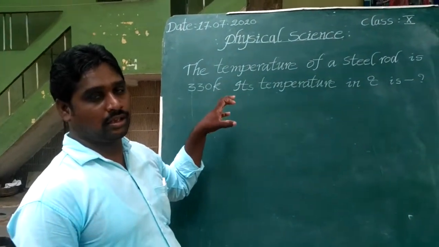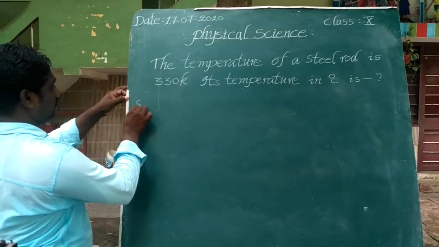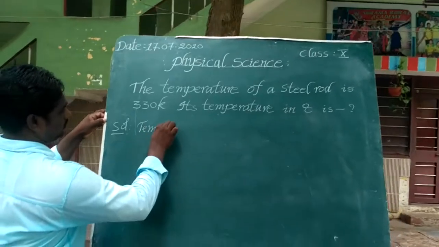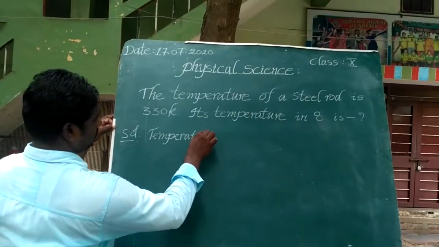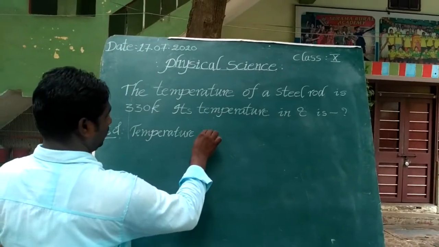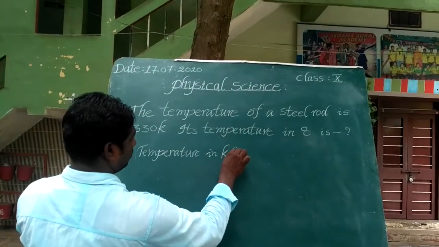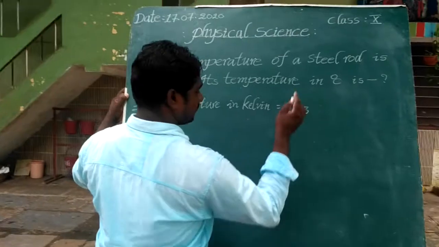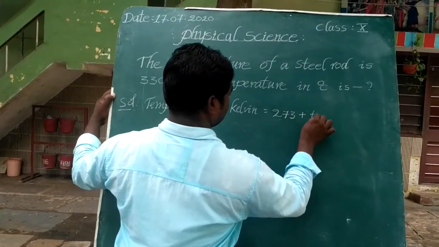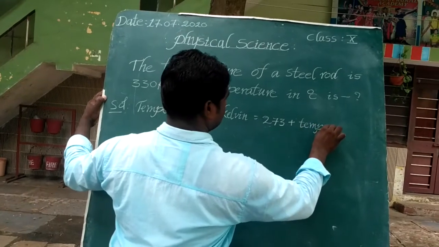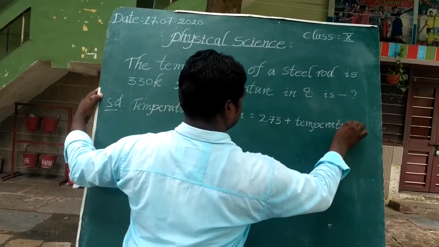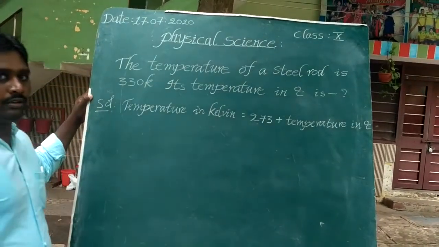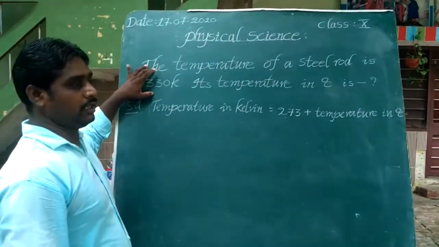We can use the formula: temperature in Kelvin is equal to 273 plus temperature in degrees Celsius. Okay, students, we solve the given problem.